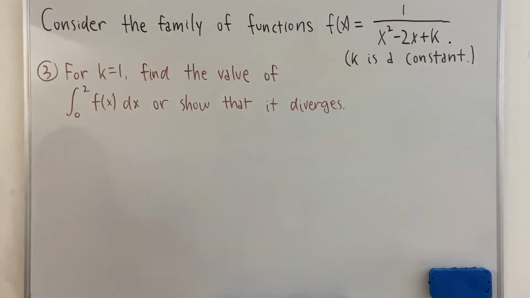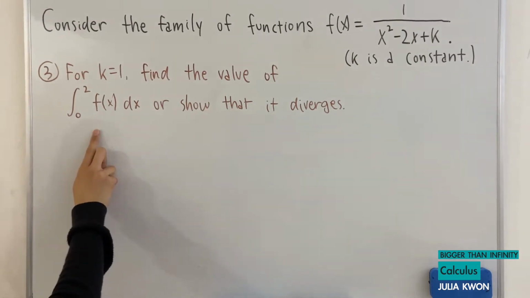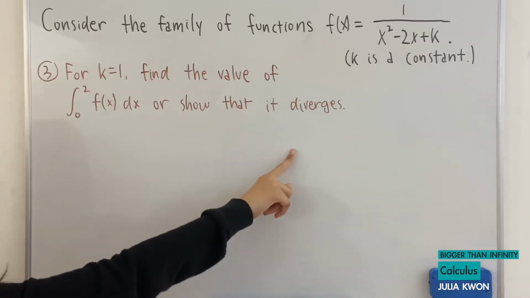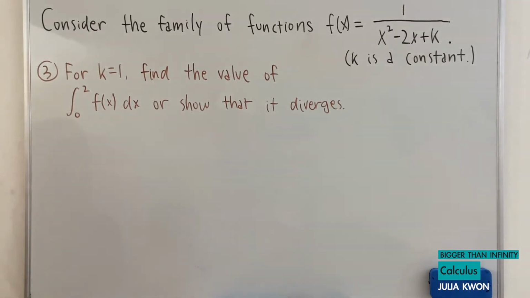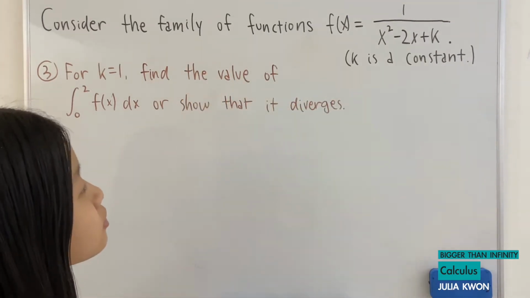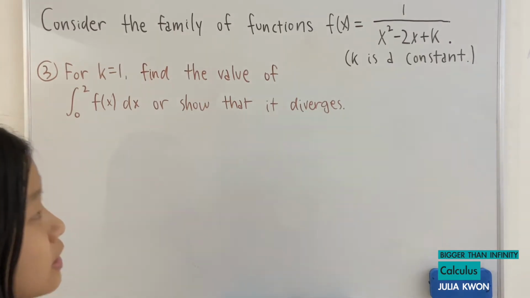And for the last part, we're going to find the value of the integral from 0 to 2 of f(x) dx, or show that it diverges, for k equal to 1. We're going to consider the family of functions f(x) = 1 divided by x squared minus 2x plus k, where k is a constant.